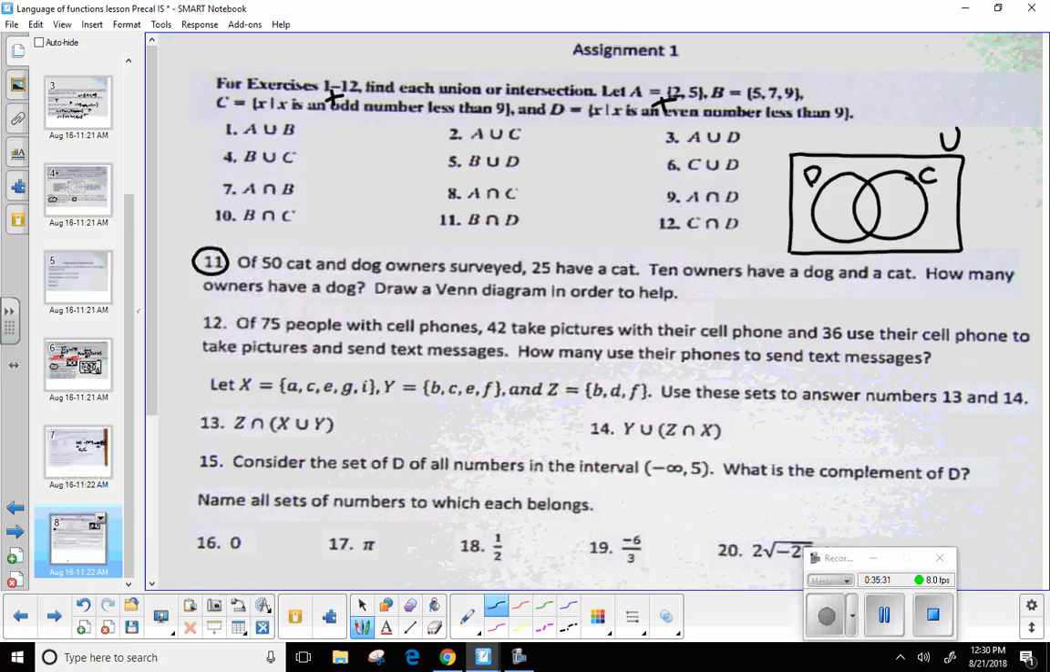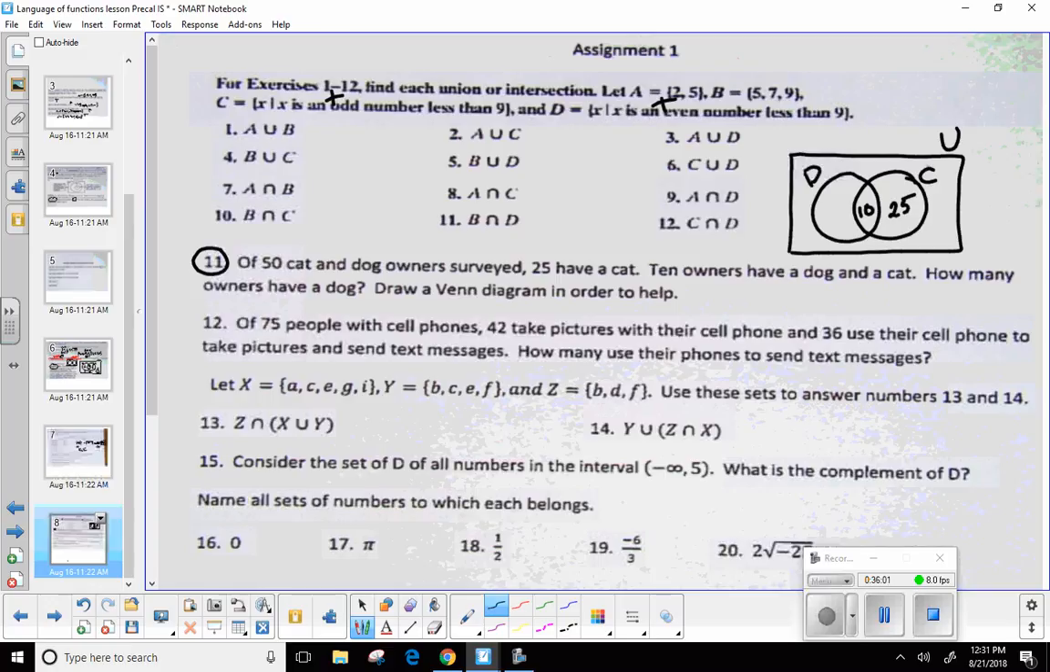Do we know anything immediately? What do we know, Andrea? Yes, cats. Okay, and 10 have both. That's what I want to focus on. We know 10 people own both. So I'm going to put the 10 right there in the middle. Now, Andrea said that we have 25 people who own cats. Does that mean I need to put 25 right here? Why is that wrong?